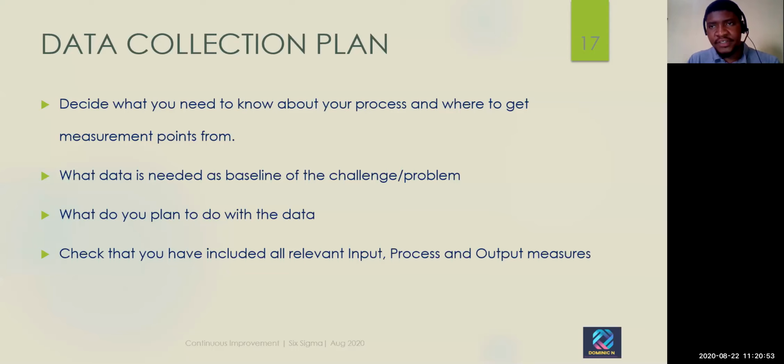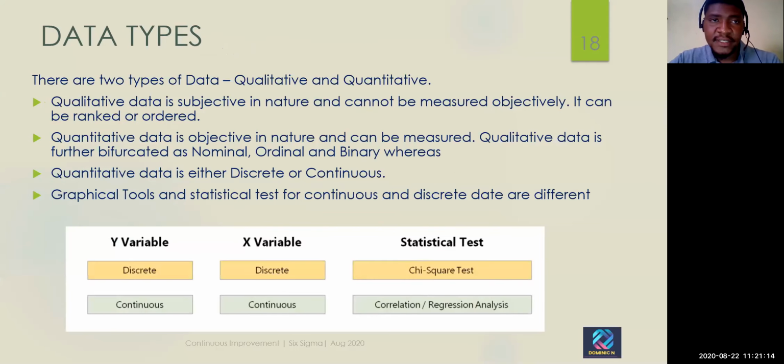If you look at our previous example, the place where we had the biggest waste was in our labeling area. So we'll collect more data in labeling and coding of our products. So we need to check, like I said, the input, the process, and the output measures as you plan to collect your data. As we know, there are two types of data. We have the qualitative and the quantitative.